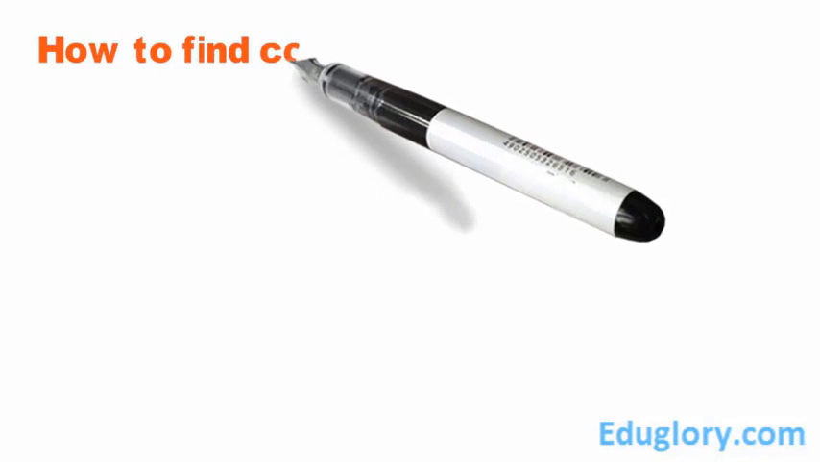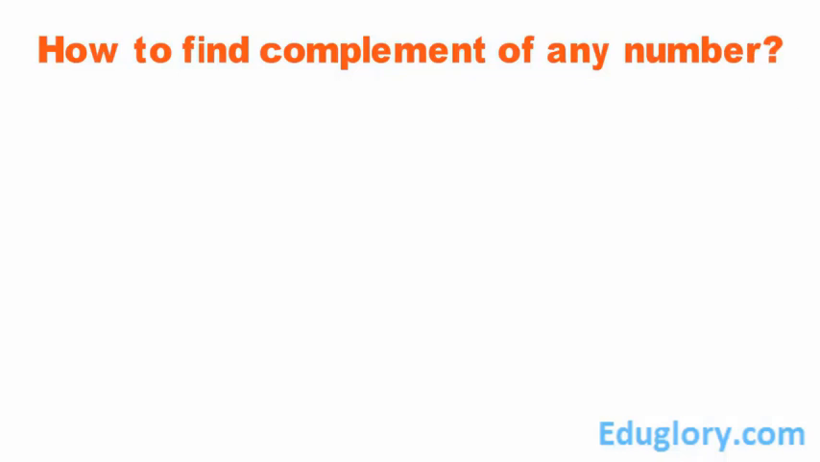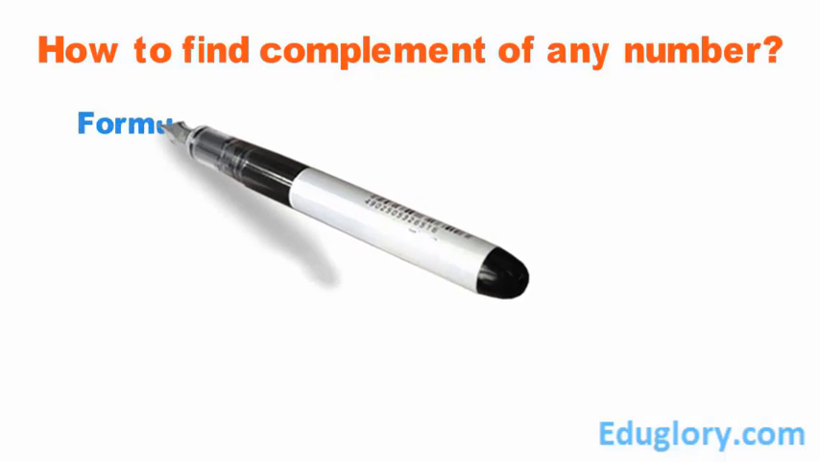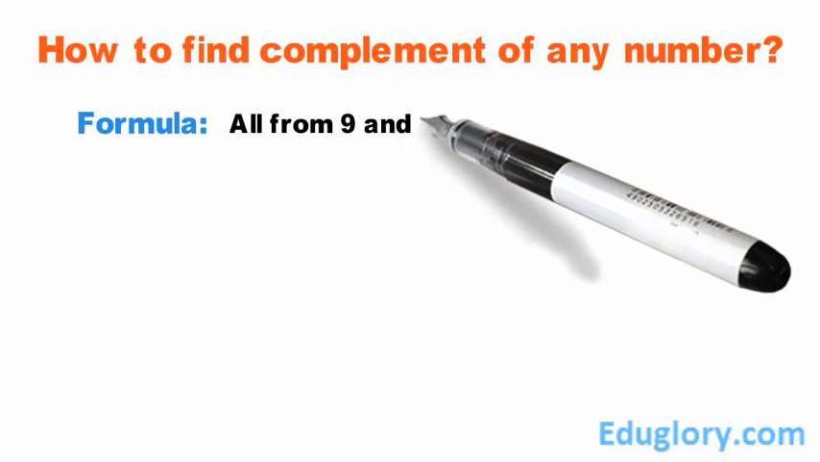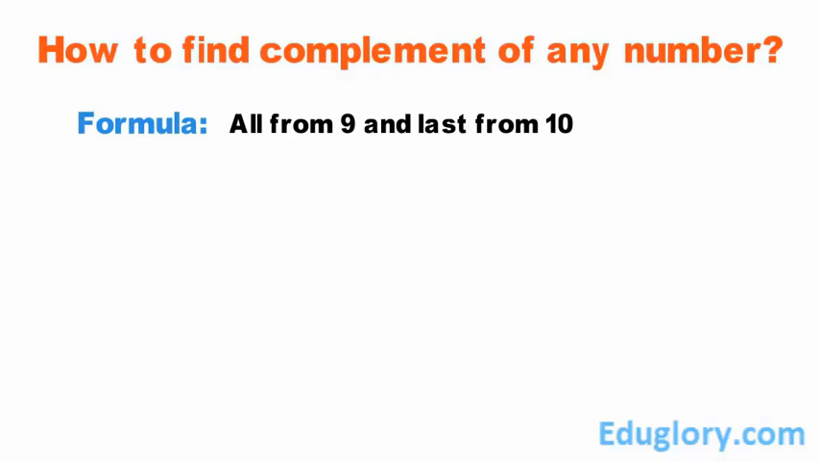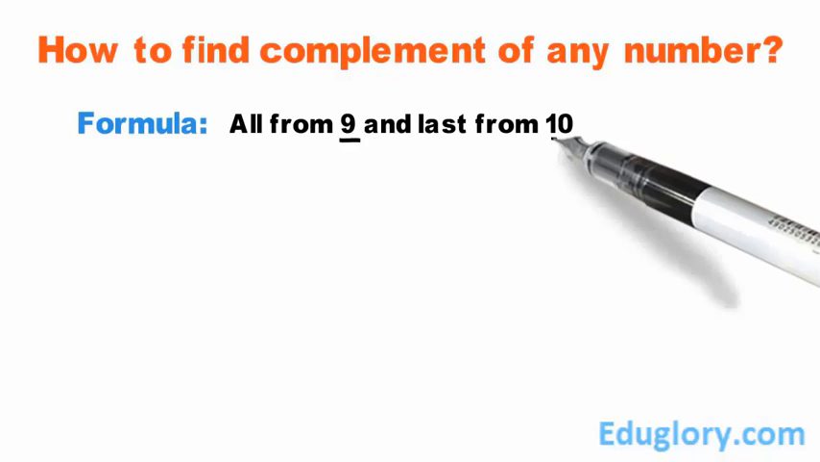Now, let's understand how to find the complement of any number. In Vedic maths, we use a simple formula, that is, all from 9 and last from 10, which means subtract all the digits from 9 and the last digit from 10.